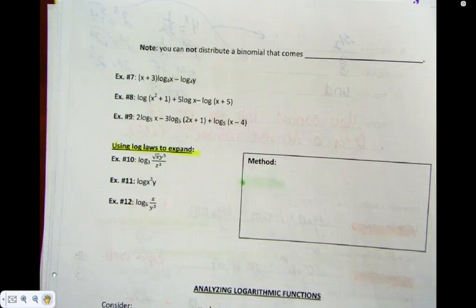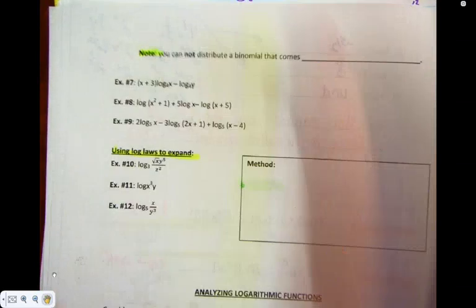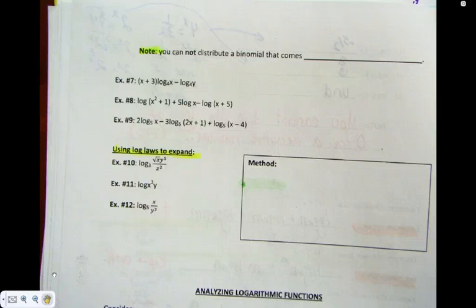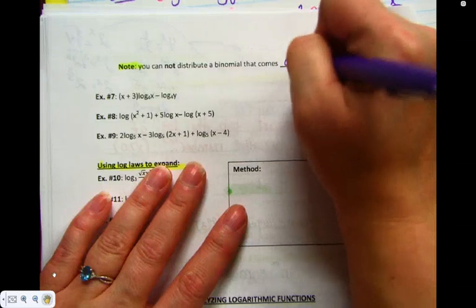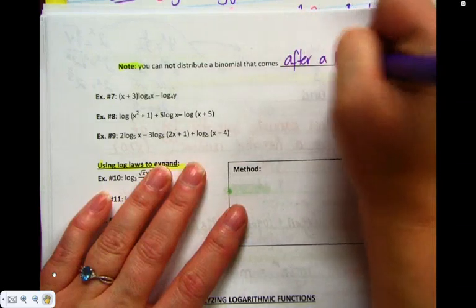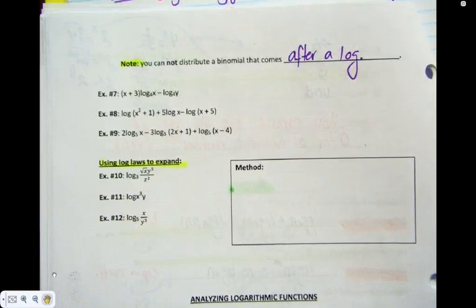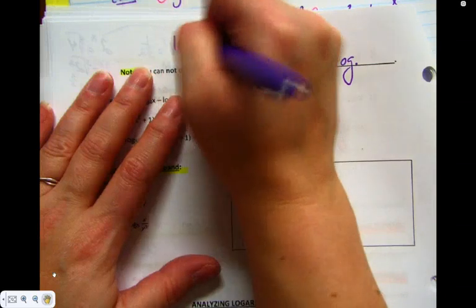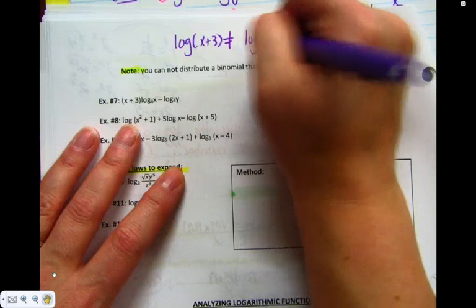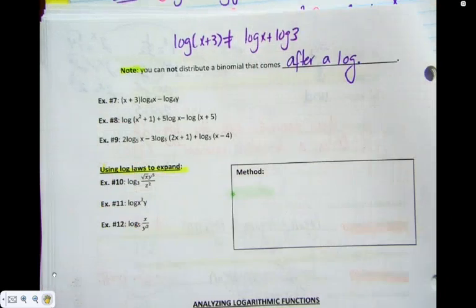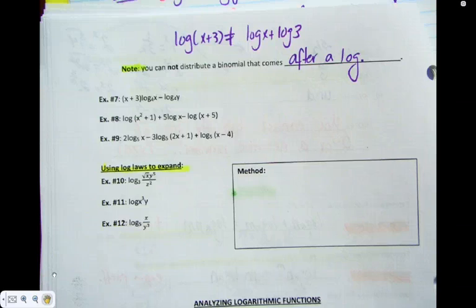Note. You cannot, and I even bolded the not, distribute a binomial that comes after a log. So in the question where we had log of x plus 3, you cannot just say this is log x plus log 3. And you're going to want to do it because it's what we've done with binomials all the way up to grade 12. But it doesn't work that way.